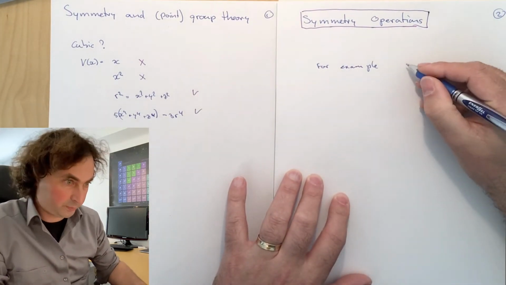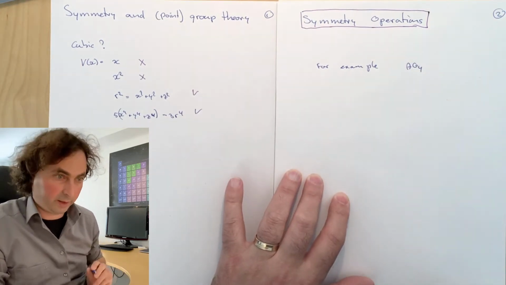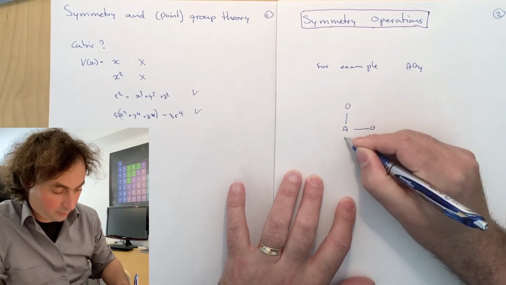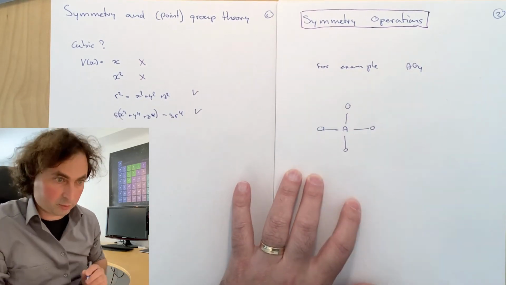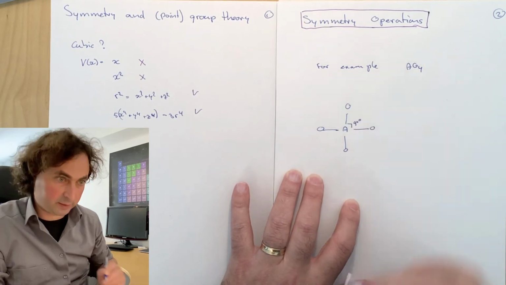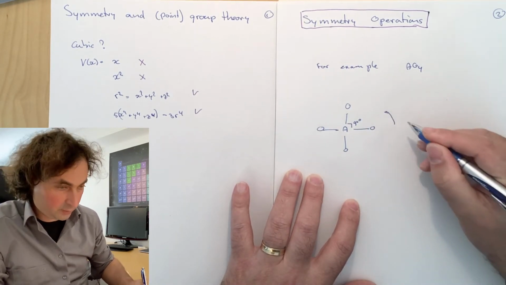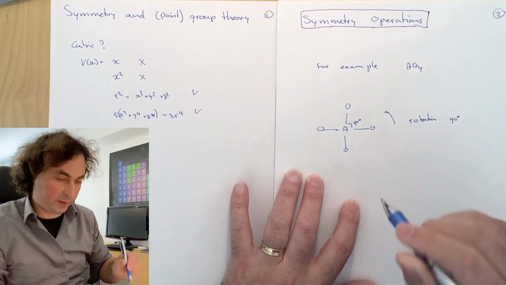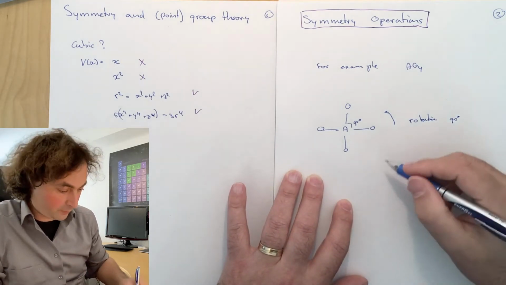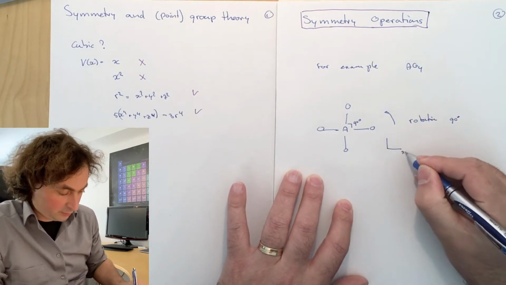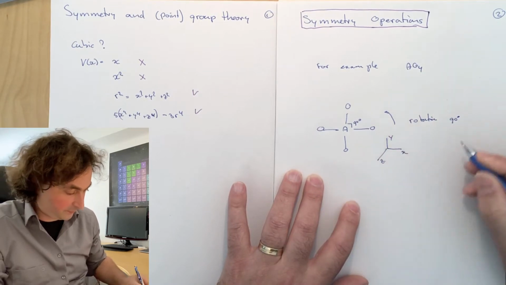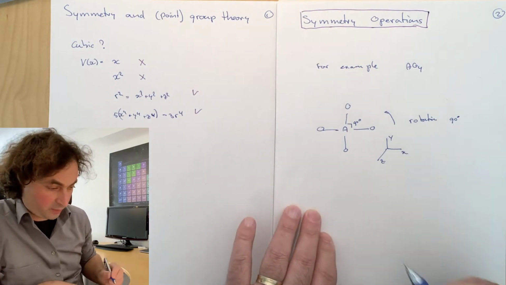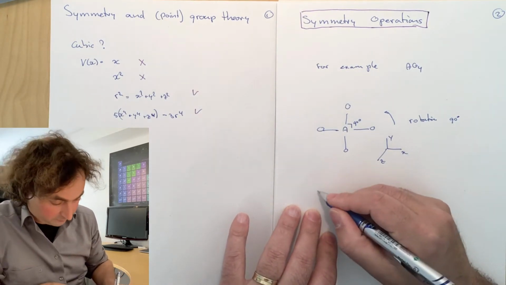For example, if I have a molecule AO4, where A and O are some atoms, A in the center, a planar molecule, which makes it easy to draw, with angles that are 90 degrees, then a rotation by 90 degrees around the axis perpendicular to the plane would be a symmetry operation. So if we say this is x, y, z, then a rotation of 90 degrees around the z-axis is a symmetry operation. Let's call those operators S.